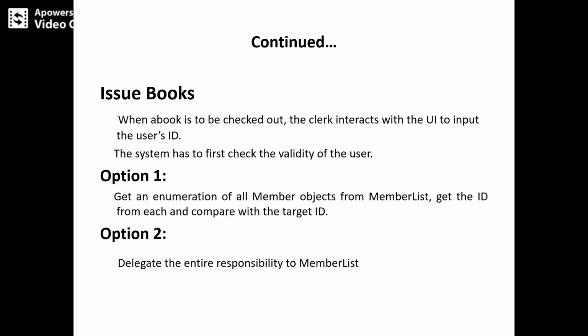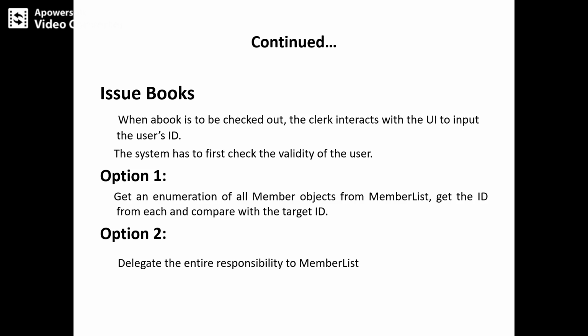When a book is to be checked out, the clerk interacts with the user interface to input the user ID. The user must bring the ID. The system first has to check the validity of the user. We accomplish this by invoking a method, search membership, on the library. Two options suggest themselves for implementing the search. How are we going to implement this search?